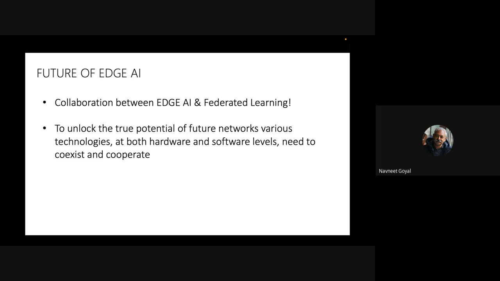To unlock the true potential of future networks like 5G and beyond, like 6G, which as I said is already in the works, various technologies, both at hardware and software levels, need to coexist and cooperate. So with that, I'll close. I hope I'm done in time. Please feel free if you have any questions.